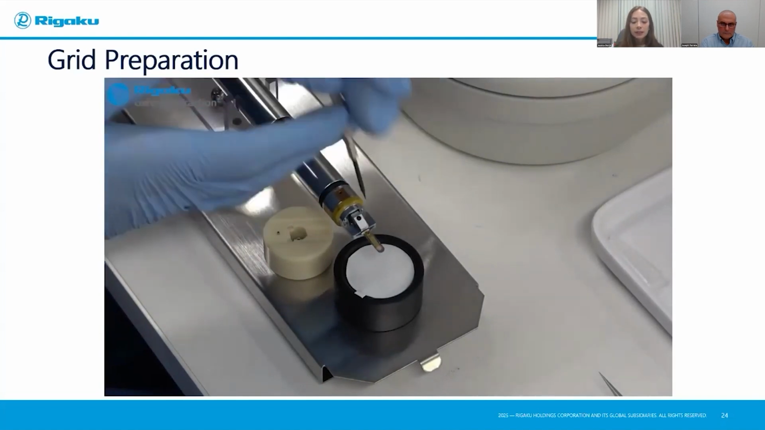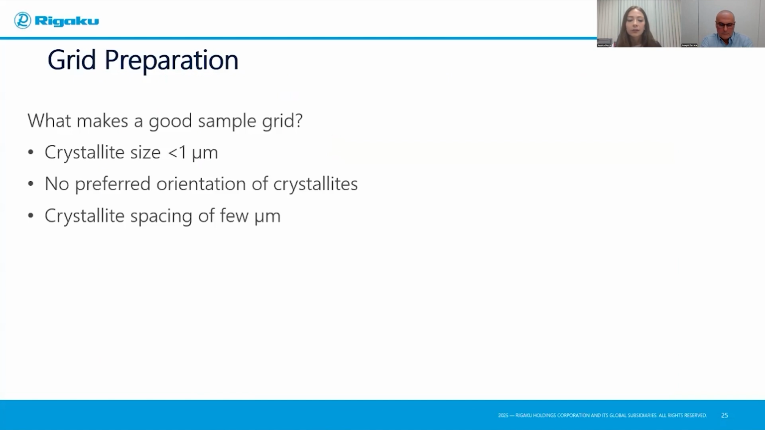And at this point, we would be ready to actually insert it into the diffractometer and start to collect our data. Before we get to that, I just want to mention a couple of things about what makes a good sample grid. So there's a few different things. The first of them being that we want our crystallite sizes to be less than 1 micron. We would like to not have preferred orientation of our crystallites because we're limited in terms of the rotation that we have available to us in our goniometer. With this room temperature holder, we have a maximum of about 160 degrees that we can rotate our crystals. So we don't want them all to be laying in the same orientation so that we have a better chance of getting high completeness data.